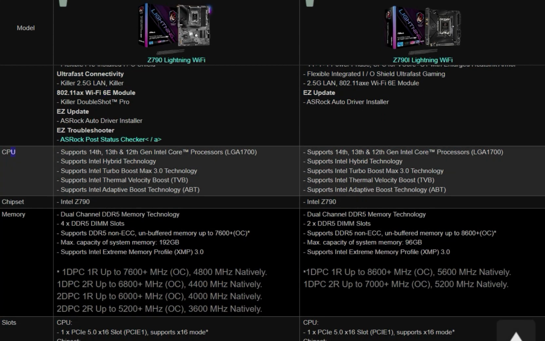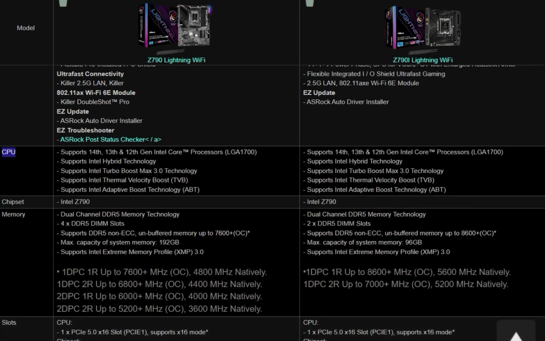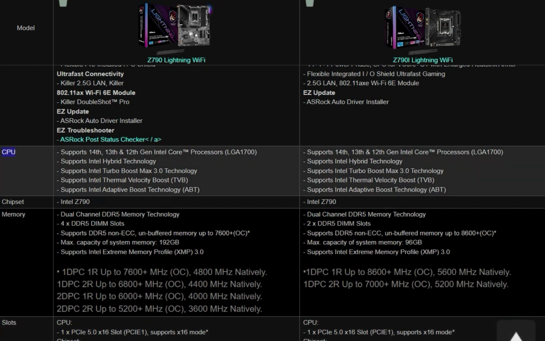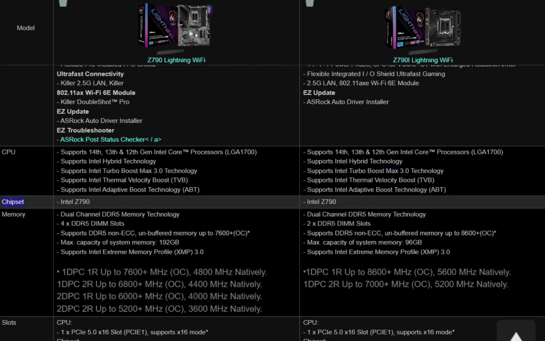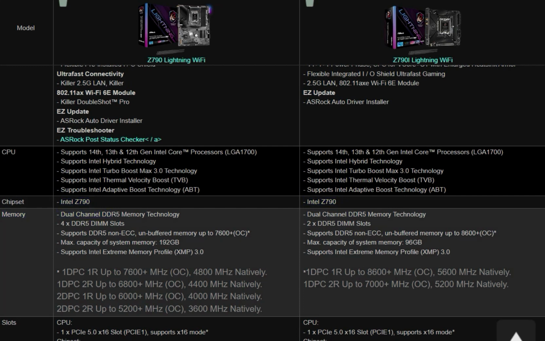Now talk about the CPU. So it supports 15th, 14th, 13th and 12th generation Intel Core processors, and the socket number is LGA 1700. So this is also the same. It supports Intel Hyper-Threading technology, and this is basic. Intel Turbo Boost Max 3.0, same. Now talk about the chipset.